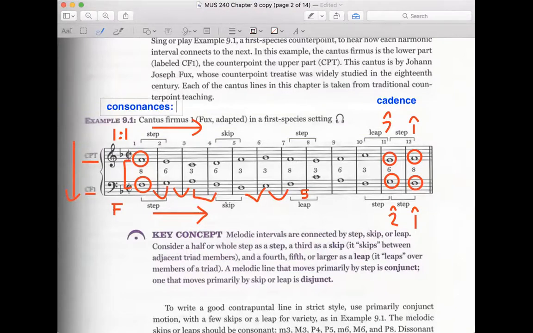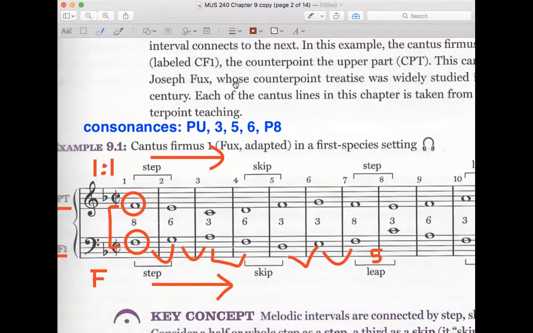Consonances. What are consonances? Well, we have the perfect octave. Actually, let's start from smallest to largest. So perfect unison, the consonants. What about third? Fourth, actually, no. And I'll explain why later, but for now, we should just remember this. And sixth, and perfect octave. Okay, so these are the consonances that we're dealing with.